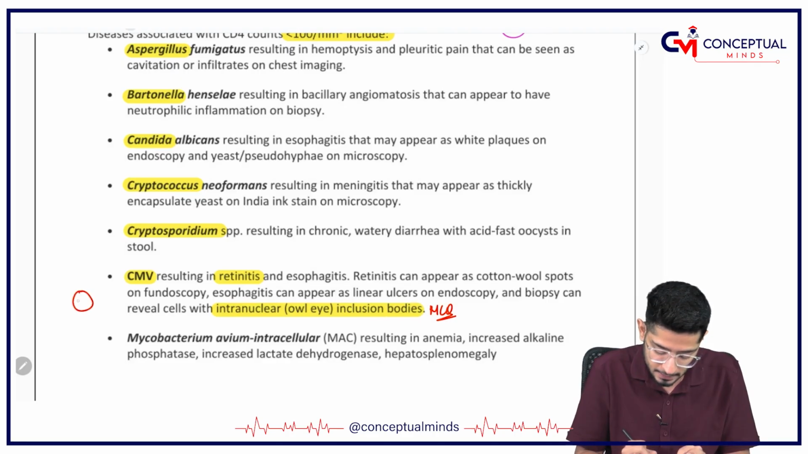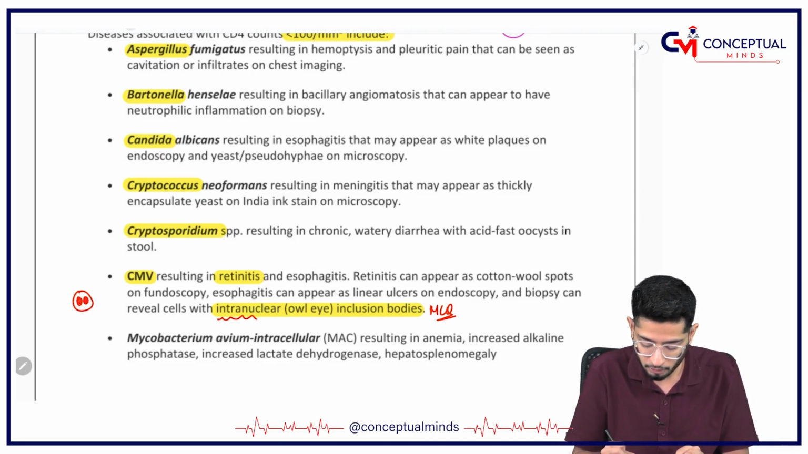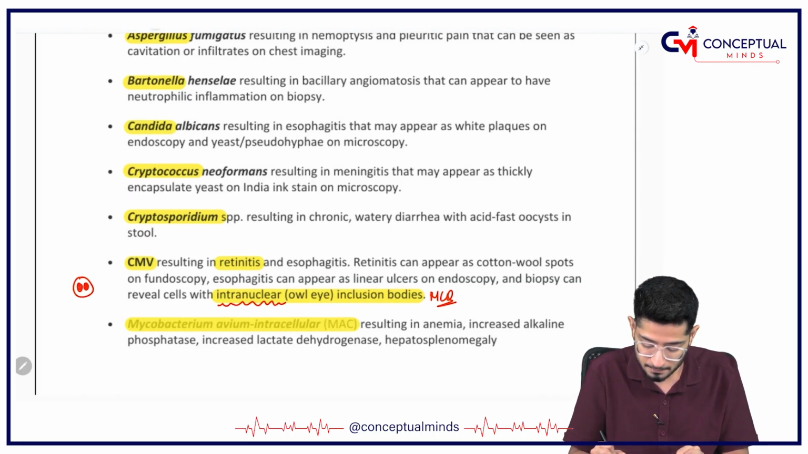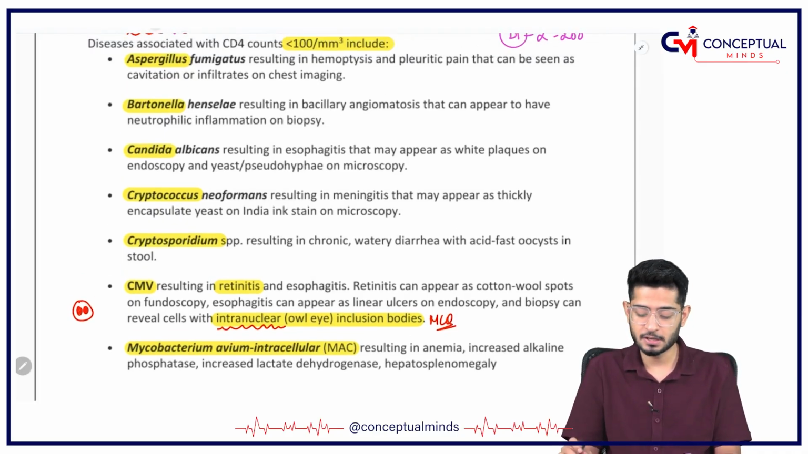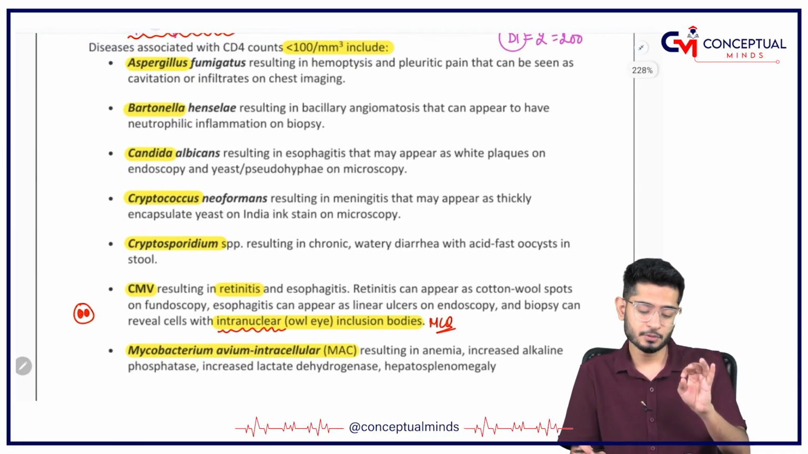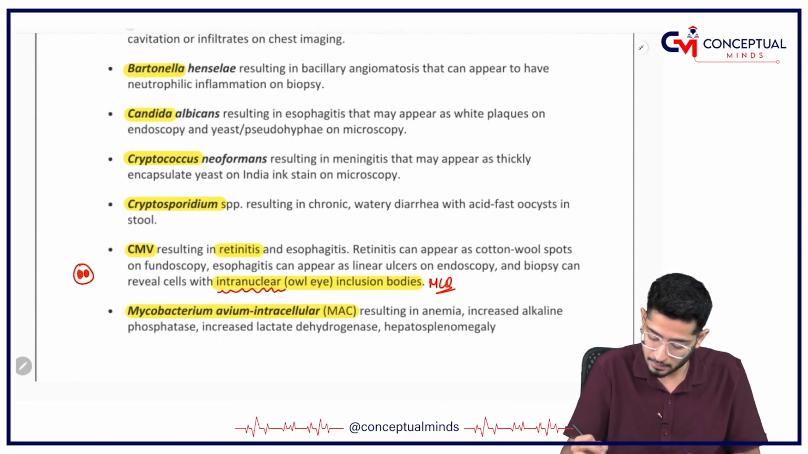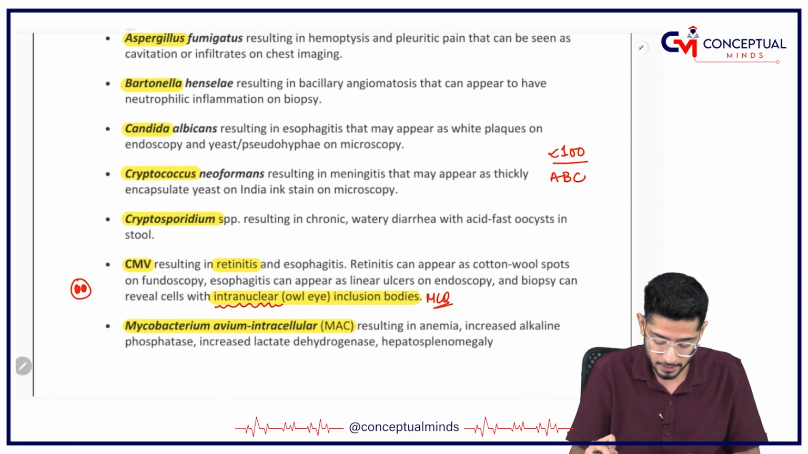Okay. So inside the nucleus, it is going to show owl eye inclusion bodies, but intranuclear. Okay. And you have got something called Mycobacterium avium intracellulare. For now, you are just supposed to remember the names and the mnemonic. If it is less than 100, the mnemonic is A, B, C only.